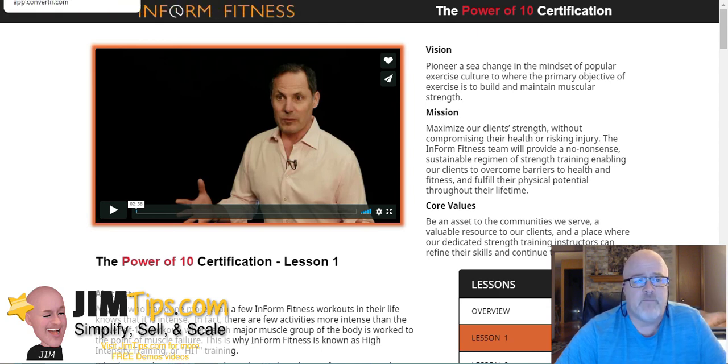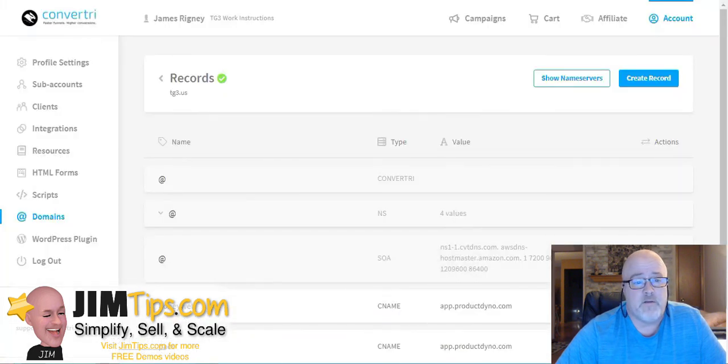So let's go over to Convertri, and I'll show you how I set it up there, and then we'll go over to Product Dyno, and I'll show you how I did it there. So in my account, I'm an agency holder, so this is a sub account. Oh, I forgot. I actually set that up through another host. So I was going to show you specifically how I did it directly in Product Dyno. So let me show you.